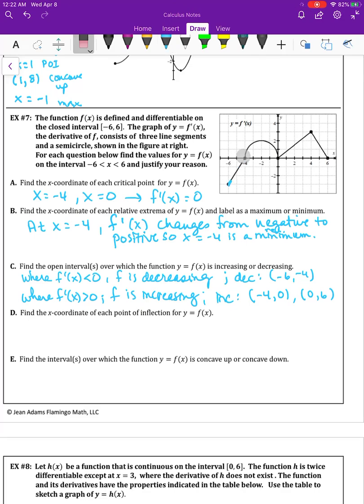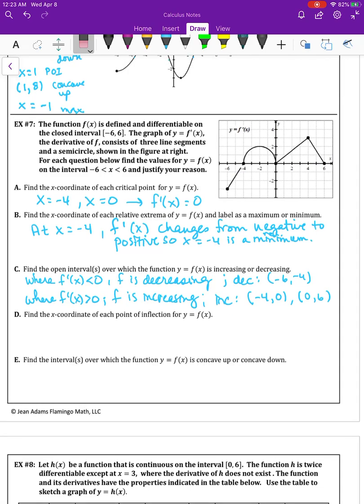Find the x-coordinates of each point of inflection. So remember what we talked about for points of inflection. It's going to be where your derivative is undefined or 0. I'm sorry, the slope of the tangent line of the derivative is undefined or 0. So I can see that at x equals negative 4, if I was taking the derivative of this function, it's a corner, and so it would have an undefined point there.